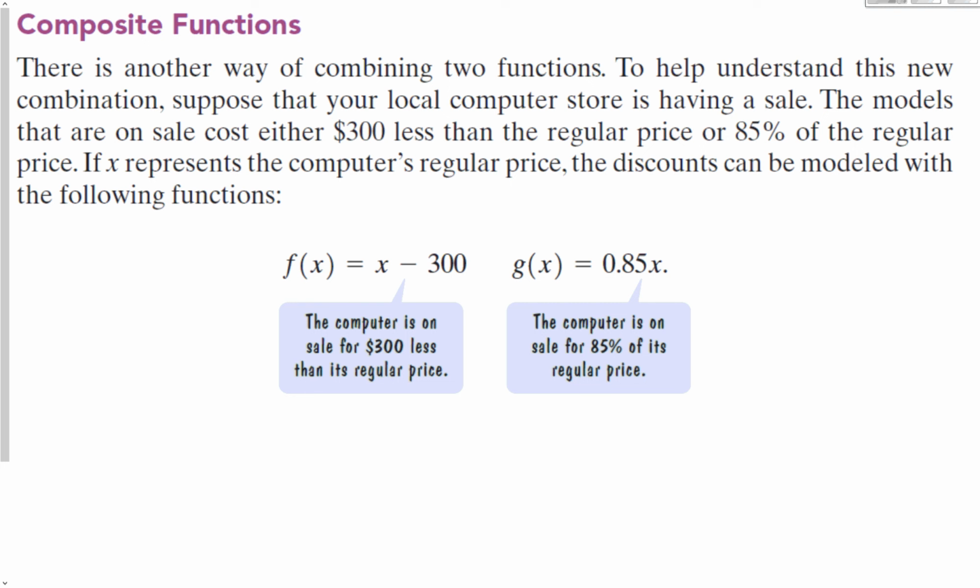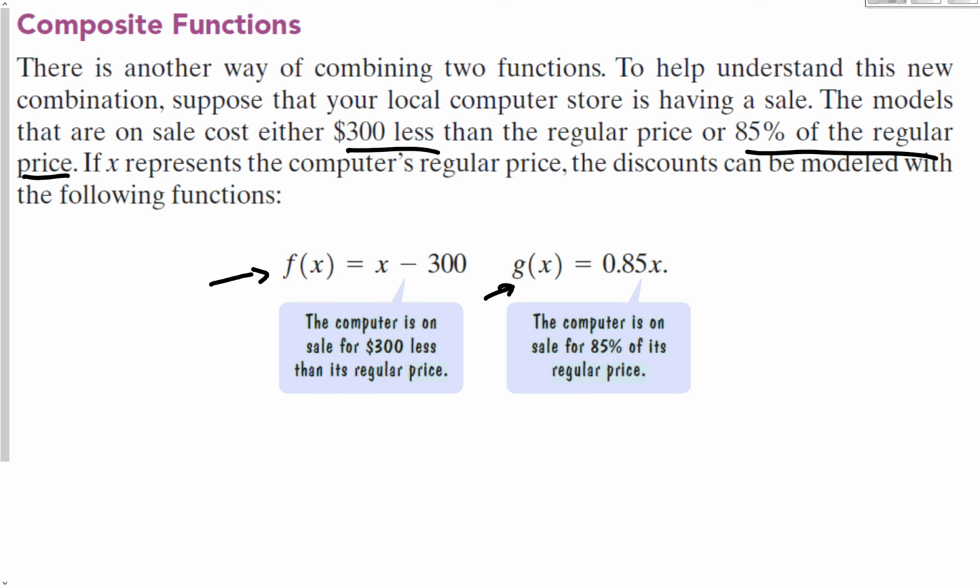Okay, so let's move on to composite functions. Okay, there's another way of combining two functions. And to help you understand this new combination, suppose that your local computer store is having a sale. The models that are on sale either cost $300 less, so here's my first function, or 85% of the regular price, 15% off. There's my second function. And I can clearly see that f and g are calculated for me.